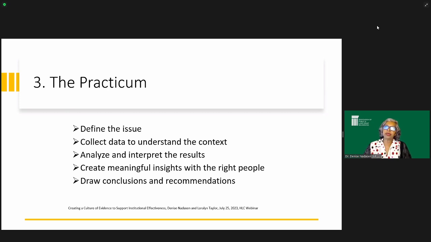Whatever issue they picked, they had to clearly define what the question was that they were going to address. Then they had to work with IR, or if they already had access, they needed to get the data. And once they had the data, they worked on interrogating the data. Is it accurate? Is it trustworthy? And we encourage them not to just get outcomes data, but also collect data to understand the context.